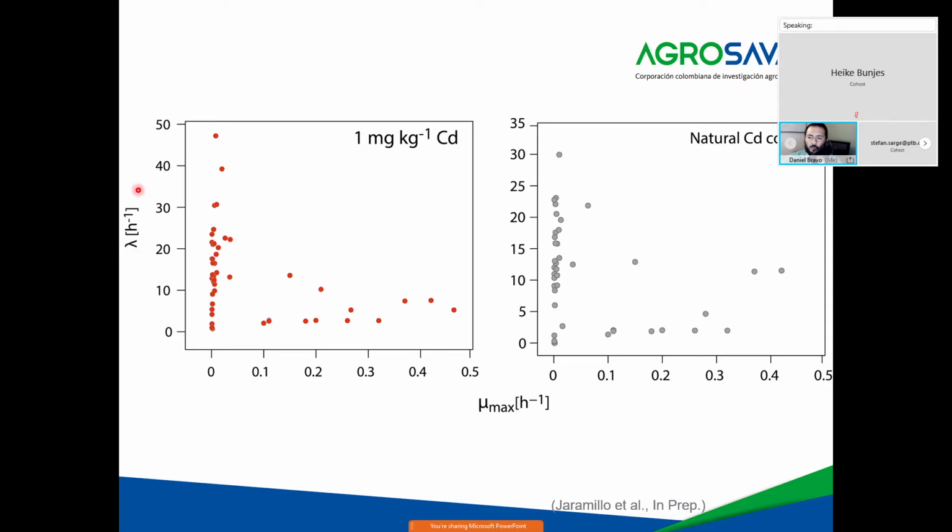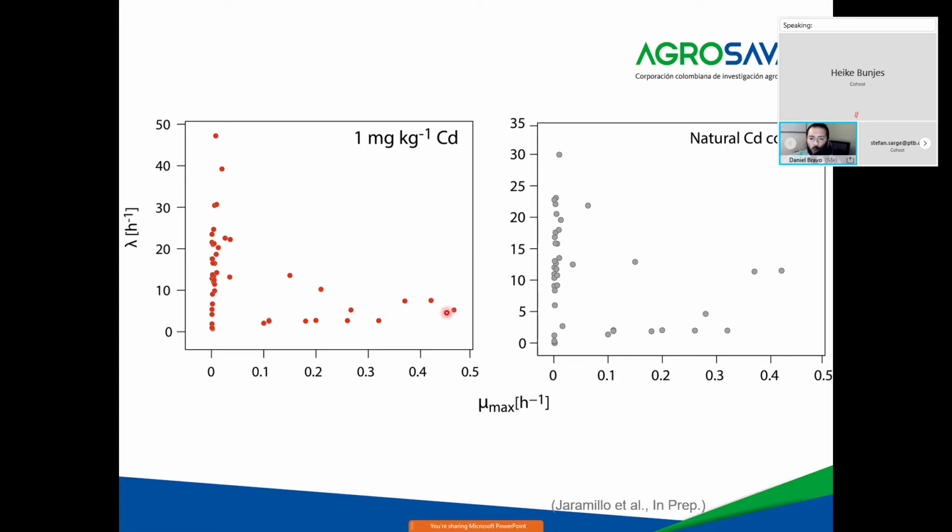And looking at another kinetical parameter, such as lambda, which is the adaptation phase, we can observe that there is also an interesting behavior between the soil samples with natural cadmium content that require more than 10 hours to be adapted to the medium, and then go on with the cadmium tolerance. But when we add 1 milligram per kilogram of cadmium, we have seen that the same samples have a better response in terms of adaptation phase.